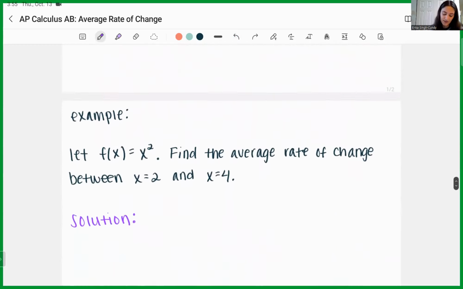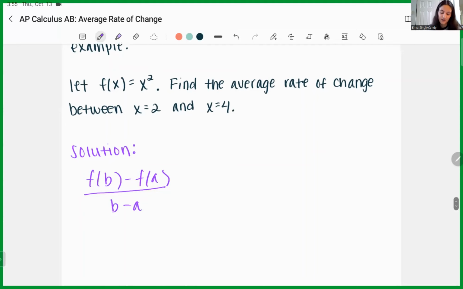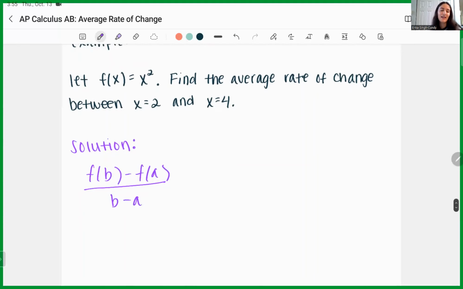Okay, so now we're going to do this example. We have the function f of x, which is equal to x squared, and we want to find the average rate of change between x equals 2 and x equals 4. So what I'm going to start with, and I recommend that you do this whenever you're doing these problems, is just start by writing the average rate of change formula. So that is f of b minus f of a over b minus a. Okay, and so now we just need to know what f of b, f of a, b, and a are.